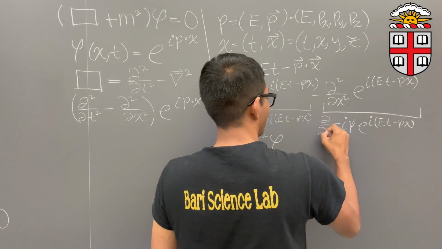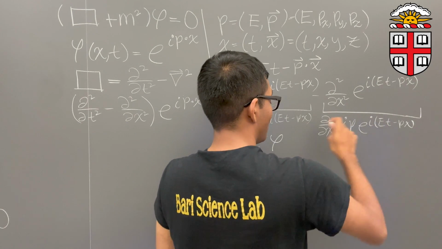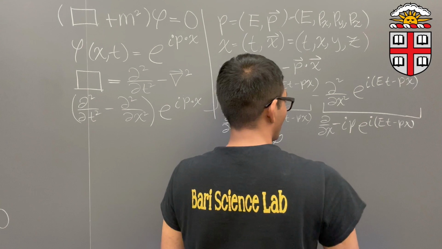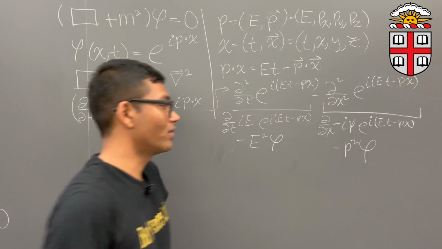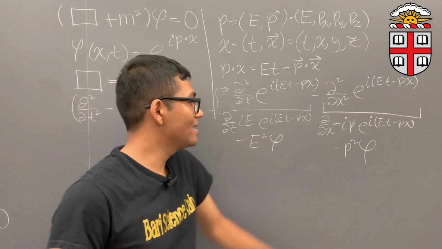So I'm going to take partial x. So this is going to give me another factor of minus ip. So minus and minus gives me plus. i and i gives me minus 1. So I have minus p squared times the original guess for my wave function. So now I have minus e squared phi minus p squared phi.